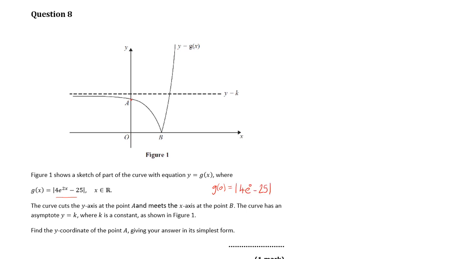Giving mod 4 e to the 0 minus 25. Now e to the power 0 is 1. So we get mod of 4 minus 25, which is mod of minus 21. So the answer is 21 for the y coordinate of A.